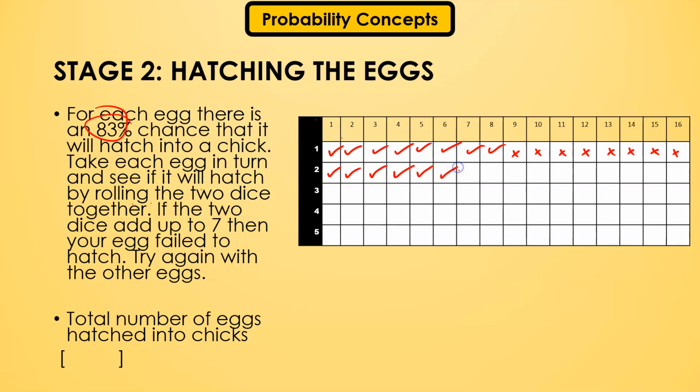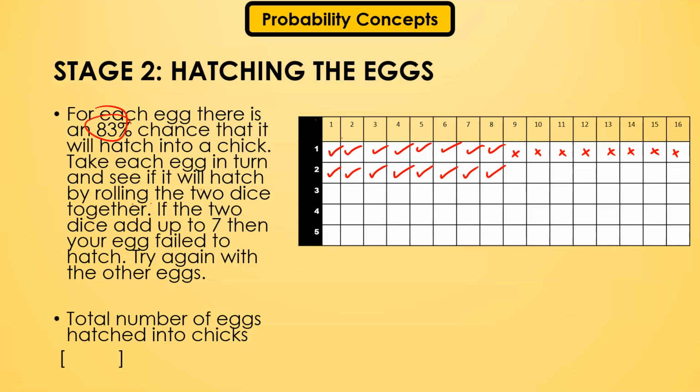We got a 5 and a 1, so that egg survives. We got a 4 and a 2, so that egg survives. And the last one, a 4 and a 1, which that egg survives. So all 8 eggs survive successfully.